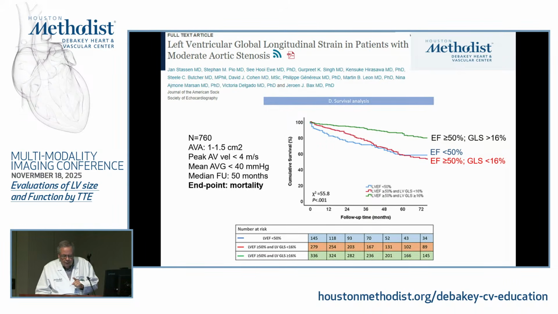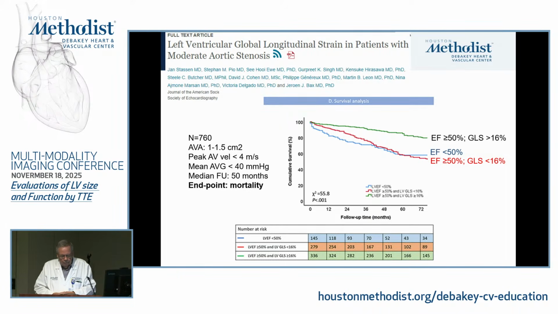But this is even more interesting because this is the group that we still are all scratching our heads about, moderate aortic stenosis. What do we do with them? So in this study, they entered 760 patients. They all had a valve area of 1 to 1.5, and peak velocity across the aortic valve less than 4. So they were just the typical ones that we see every day in the lab. 3.2, 3.3, mean gradients in the 20s. Valve area 1.2, 1.3.